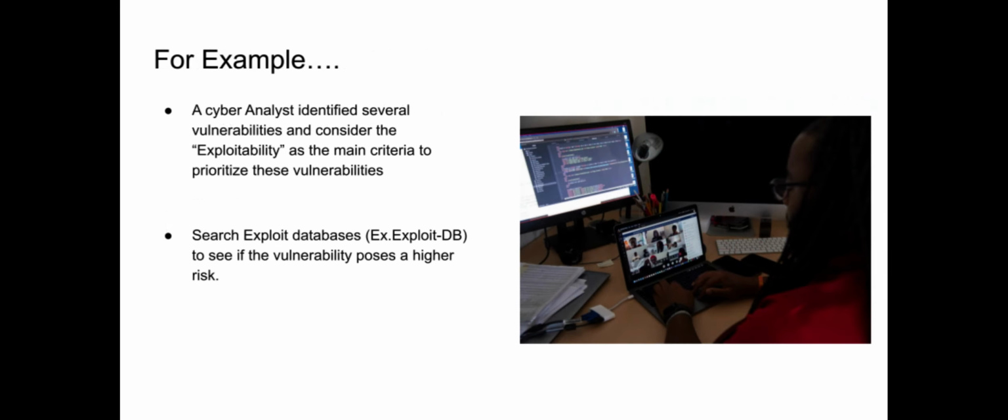For example, let's consider a cybersecurity vulnerability analyst who has identified several vulnerabilities within an organization's network infrastructure. They decide to establish a set of criteria to evaluate and prioritize these vulnerabilities. One of the criteria they consider is the exploitability of the vulnerability. They assess whether there are known exploits or attack techniques that specifically target the vulnerability. If a vulnerability has an existing exploit in the wild, it poses a higher risk and would be assigned a higher priority for remediation. The analyst also takes into account the level of access required to exploit a vulnerability.